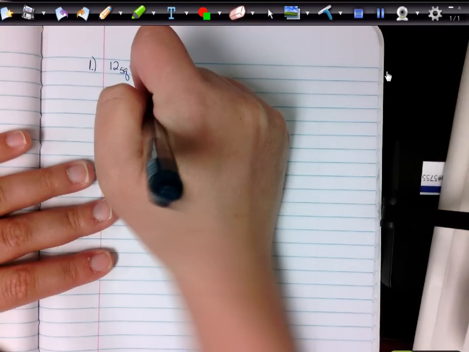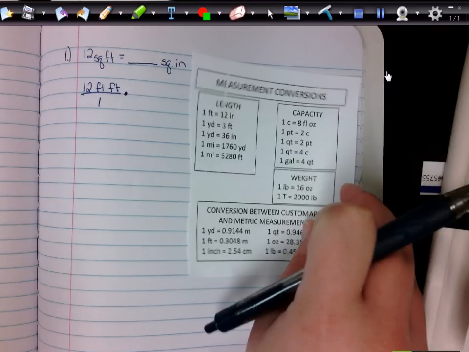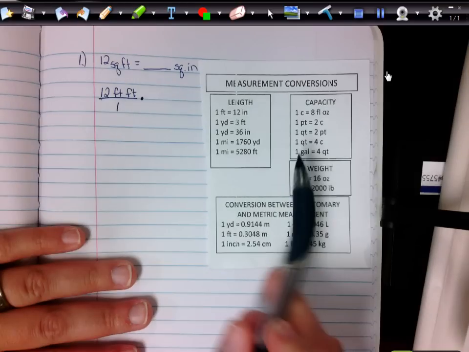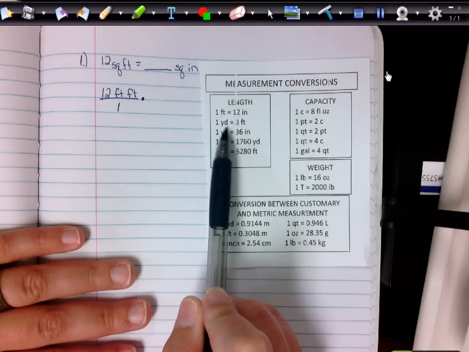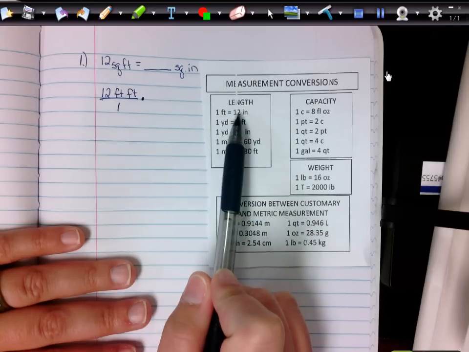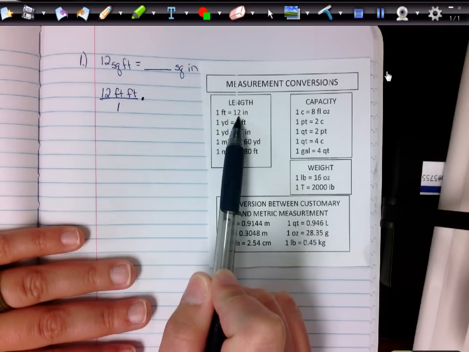Now I need to go from feet to inches, so we're going to use our measurement conversion sheet that you're given. This measurement conversions will also be on your EOC exam for these type questions. And I'm starting with feet, so I'm going to go on my conversion sheet and look for feet. I have feet to inches and I have feet to yards. I'm wanting to go feet and end up with inches, so I need to go feet to inches. So I'm going to use this measurement conversion right here.